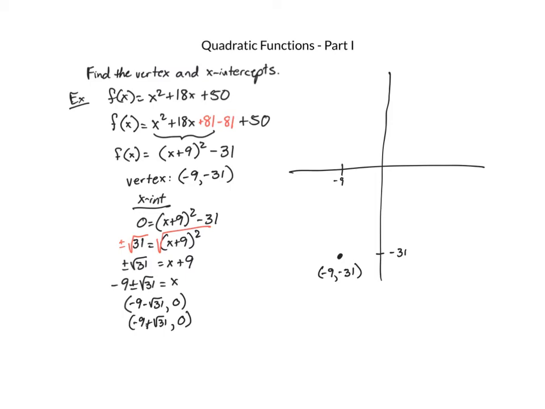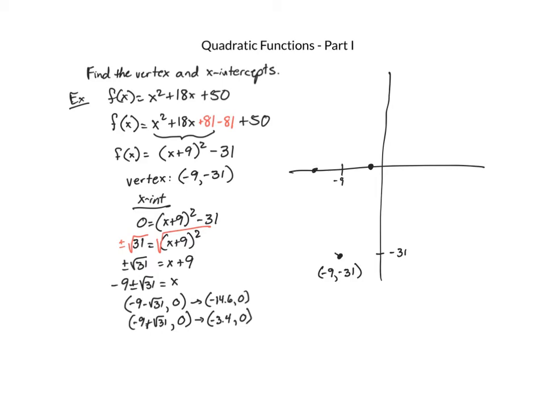So this one would be negative 14.60. And this one would be about negative 3.40. I just wanted to know roughly where they are so I know where to put them on my x-axis. So let's see, negative 3.4 we'll say is about right here. And negative 14.6 is about right here.